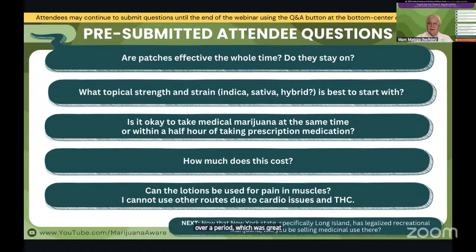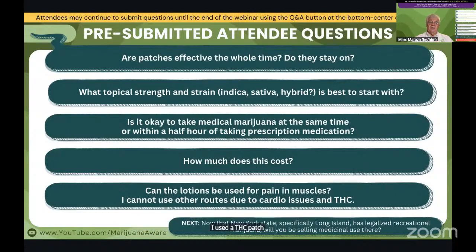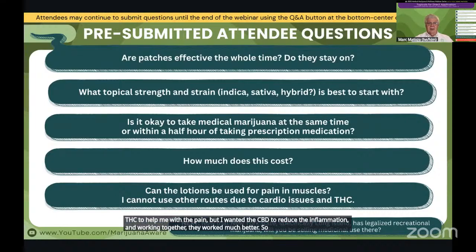And I didn't have to worry about, did I take my medical cannabis? Did I not take my medical cannabis? What did I use in my particular case? Because I had herniated discs in my neck, I had 7 of them, I used a THC patch that was a 1-to-1. And that was because I wanted to not only get the THC to help me with the pain, but I wanted the CBD to reduce the inflammation, and working together, they worked much better. So I'd recommend taking a look at a 1-to-1 patch.